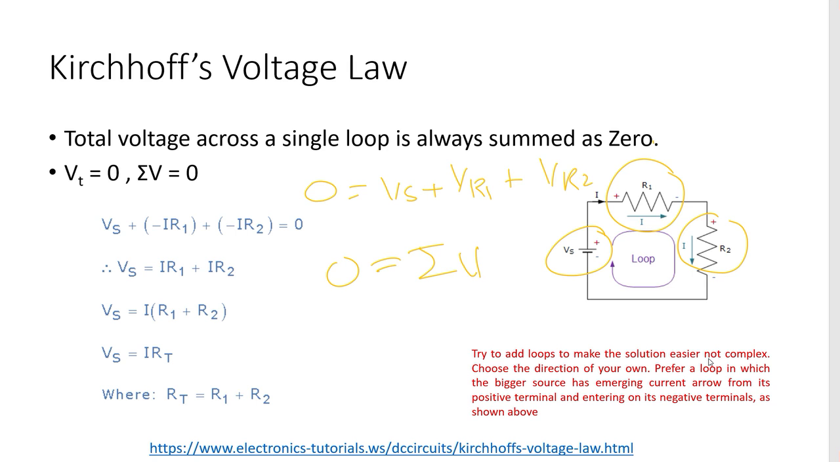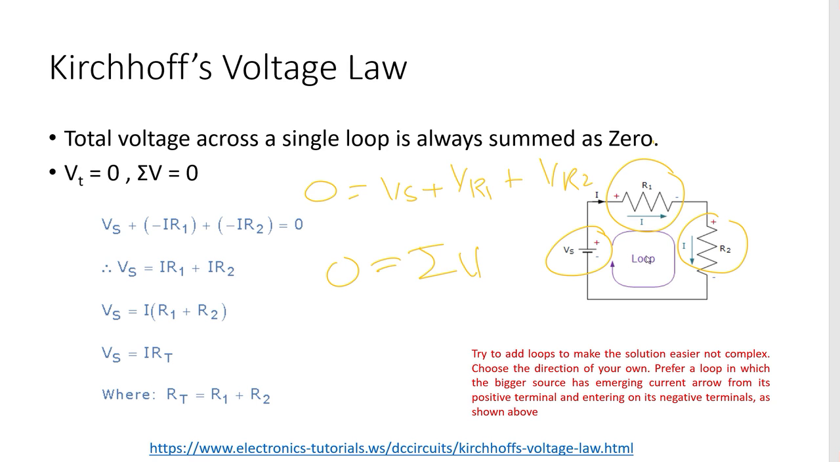If a bigger voltage or current source is present and we use a loop for emerging current from its negative side, then we will have troubles in suggesting the signs of the drops. So one must use a current emerging from the positive terminal of a bigger source. Okay, so this is the rule.